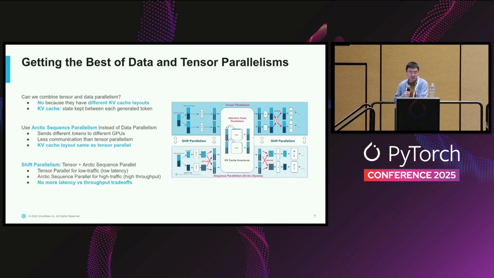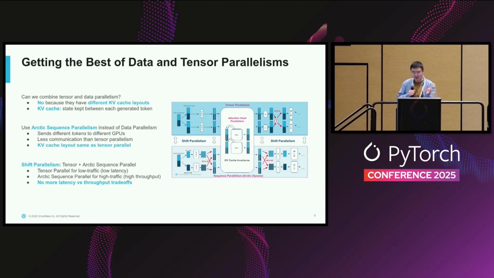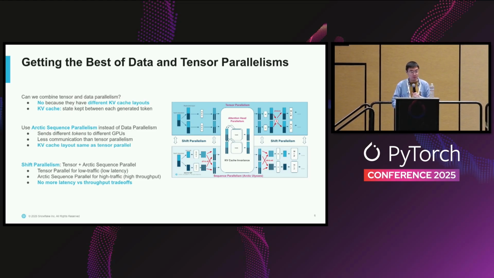And this property allows us to build Shift Parallelism, which combines tensor parallelism and Arctic Sequence Parallelism. During low traffic periods, we use tensor parallelism to minimize the latency of each request. And during high traffic periods, it can dynamically switch to Arctic Sequence Parallelism without transferring any KV cache, because the KV cache is already compatible. And we can really quickly switch to data parallelism, Arctic Sequence Parallelism, in order to boost the throughput of the system.